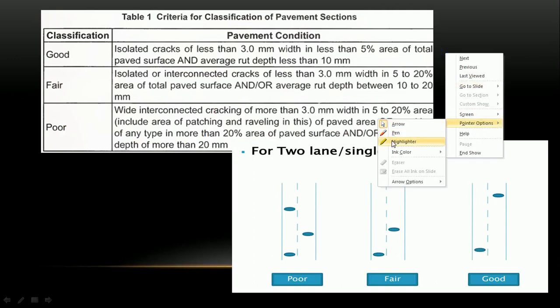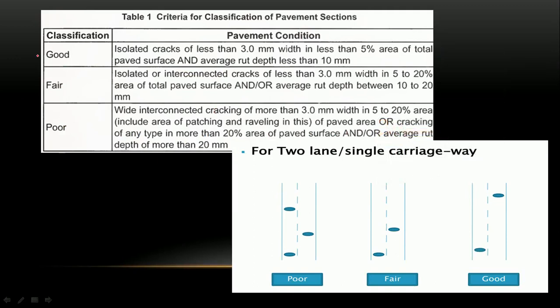You can observe here the specification as per the IRC guidelines, which we have already discussed while discussing the Benkelman beam method. If the cracks are less than 3 mm and cover 5% of the total area, then we can say the road is in good condition. If cracks are less than 3 mm and cover 5 to 20% of the total area, then we can call it fair. And if more crackings and ruts are observed on the road surface, then we can call it poor condition.